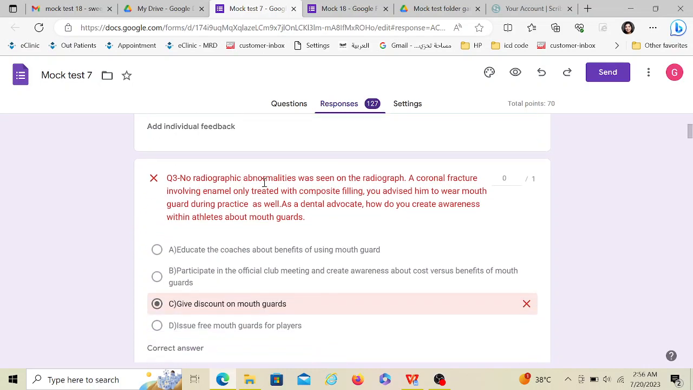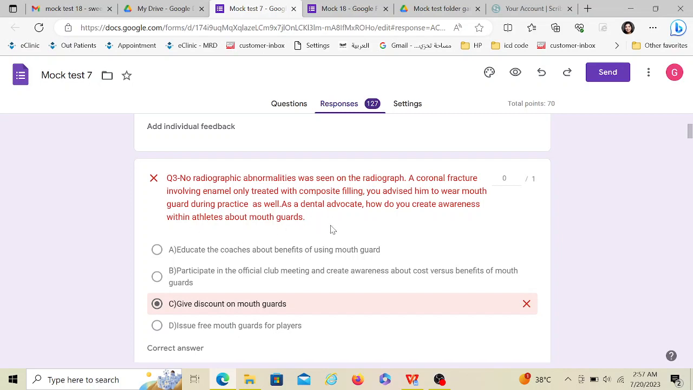Now, no radiographic abnormality was seen on the radiograph. A coronal fracture involving enamel only, treated with composite filling. You advised him to wear a mouthguard during the practice as well. As a dental advocate, how do you create awareness within athletes about the mouth guard?